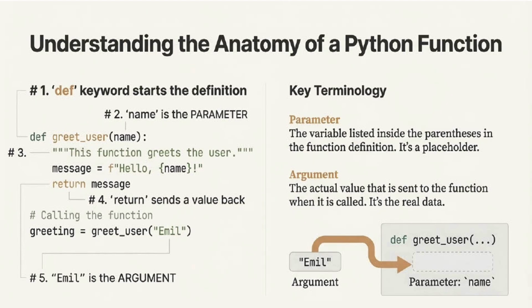Inside the function, we create a message using the parameter name. Then we use the return statement. The return keyword sends the result back to the place where the function was called. In the function call, we call the function and pass the value ml. This value is called an argument. An argument is the real data sent to the function. So remember this clearly: the parameter is written in the function definition and the argument is the value passed during the function call.